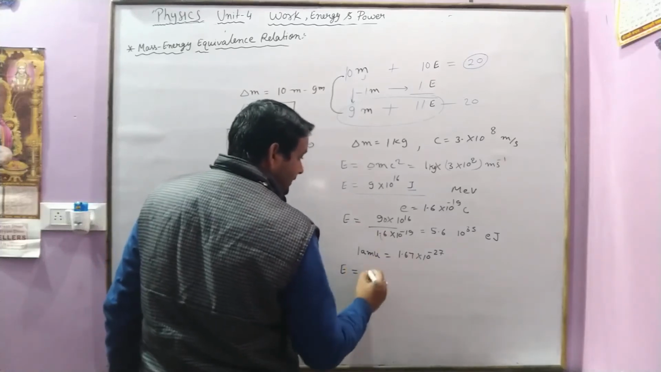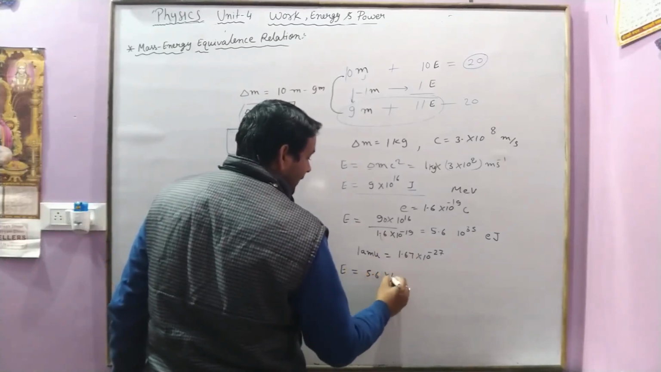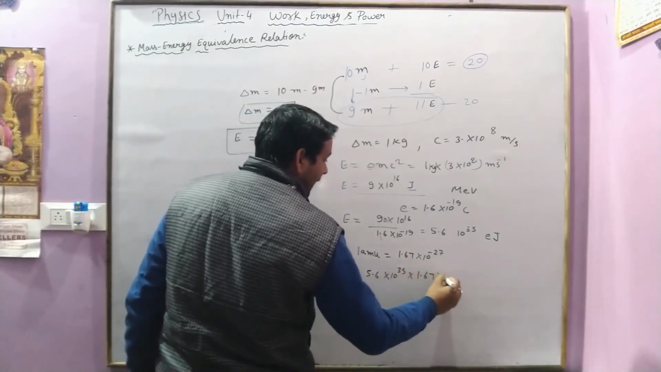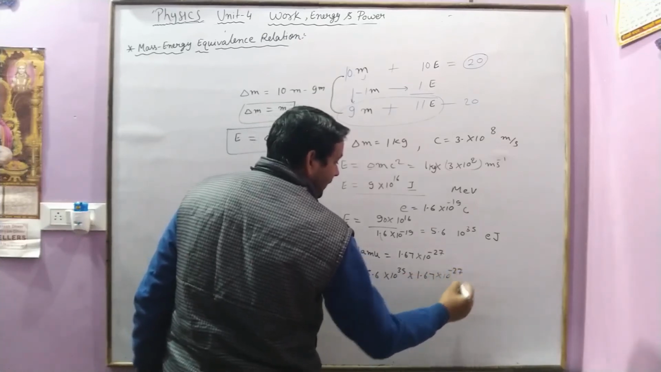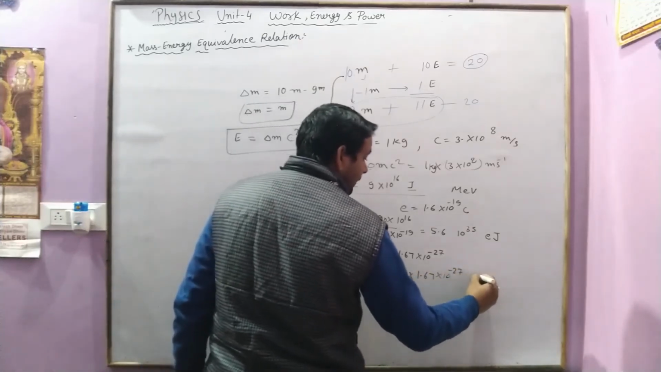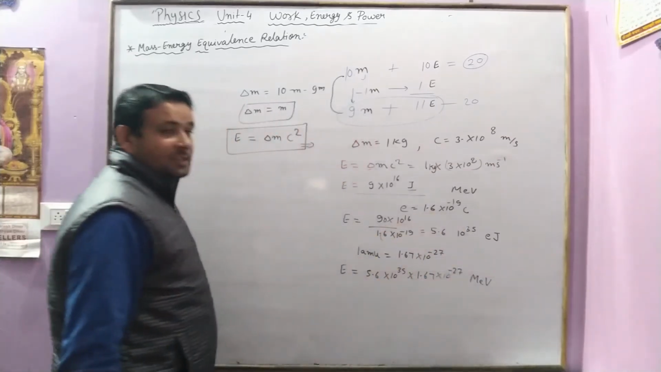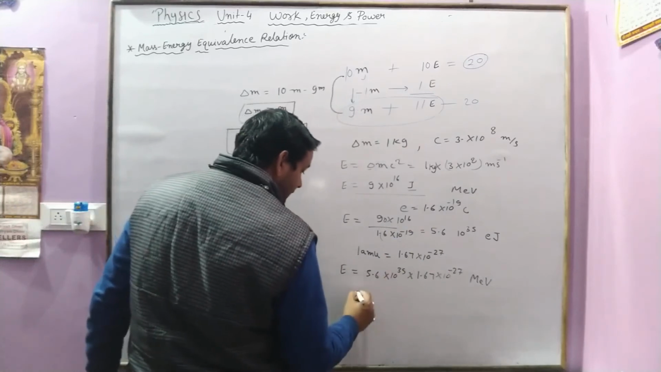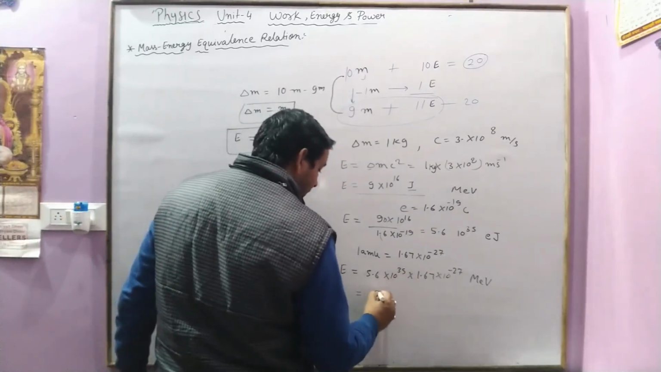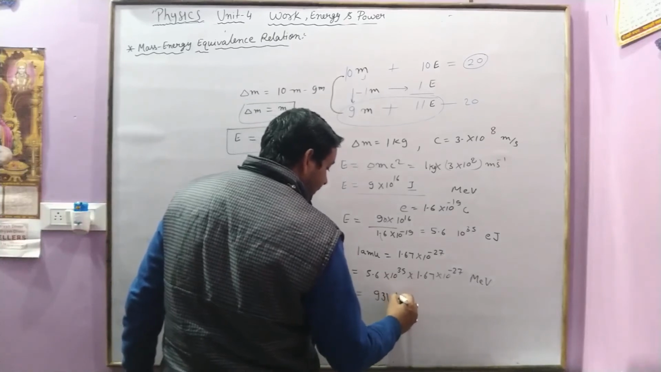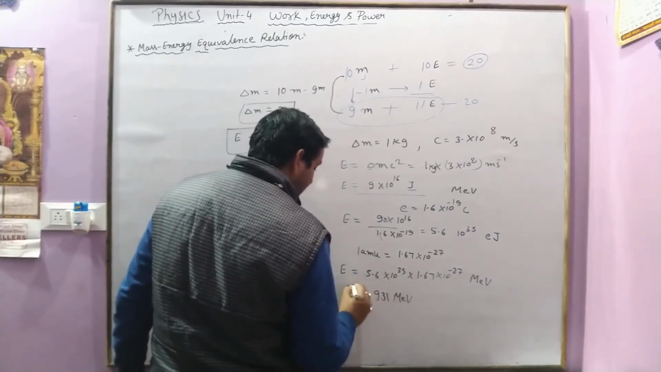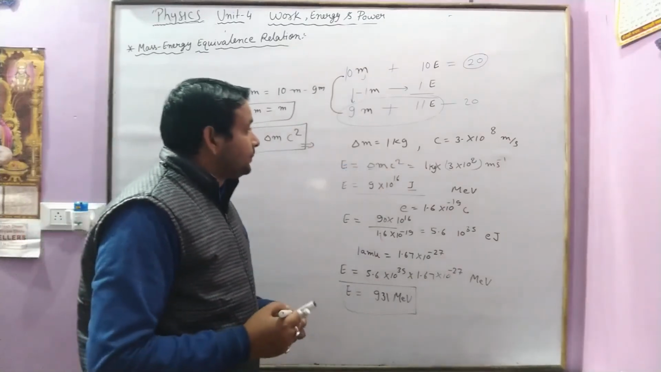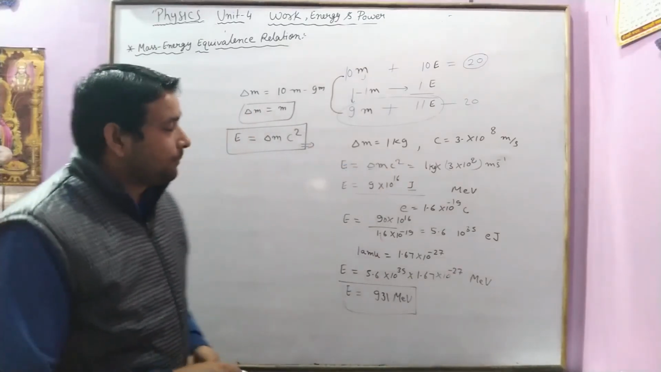This energy is equal to 5.6 into 10 to the power 35 into 1.67 into 10 to the power minus 27, and now the result will be in MeV, which means mega electron volt. This result is about 931 mega electron volt. This is the amount of energy released by 1 atomic mass unit of mass.